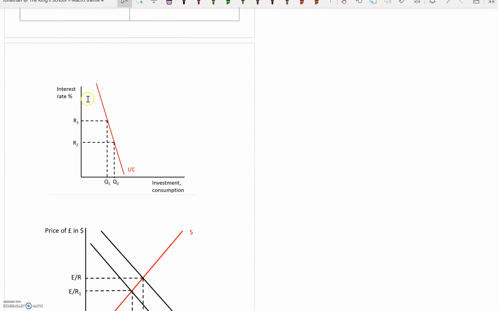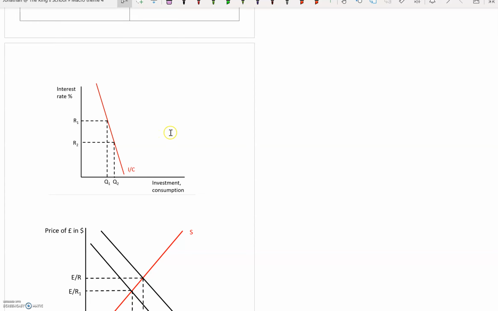Let's have a look. This is maybe something you haven't seen before, but if you drop the interest rate from R1 to R2, you could argue that investment and consumption are interest rate inelastic. A 10% fall in the interest rate, a 1% increase in investment and consumption. Why? Well, that would happen during a recession where people are lacking in confidence, where people don't want to invest and consume, and even a cheap interest rate is not going to incentivize them.